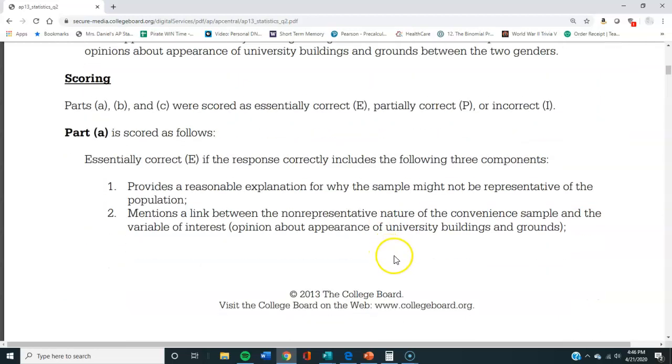So let's score it. Part A, you get an E if you include 3 things. Number 1, you have to say why that's not a reasonable explanation, that's not representative of student body. Now, this could be many, many different things, okay? You could have talked about pride, first 100, 500 are early risers, anything that's reasonable. 2, you have to talk about that convenience sample does not represent the entire population, okay?